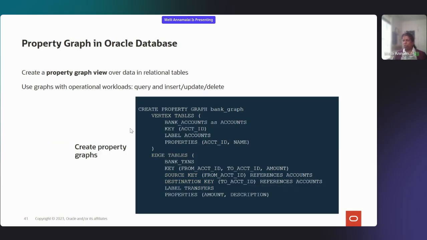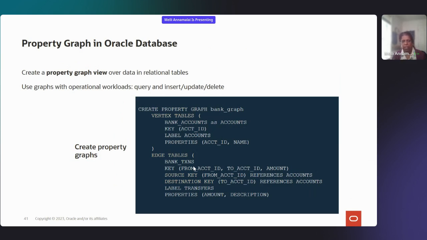And the syntax for specifying the vertex and edge tables looks something like this. You can create a graph, you can list the vertex tables, bank accounts is listed as a vertex table, you can list the edge table, the bank transactions is listed as an edge table, and you specify the source and destination and so on. The key point here is this graph model is like a view over relational tables. It is not copying the data. It is not moving the data anywhere. It's like a view. And that in itself gives us all the advantages of the underlying transactional system without us having to do anything.